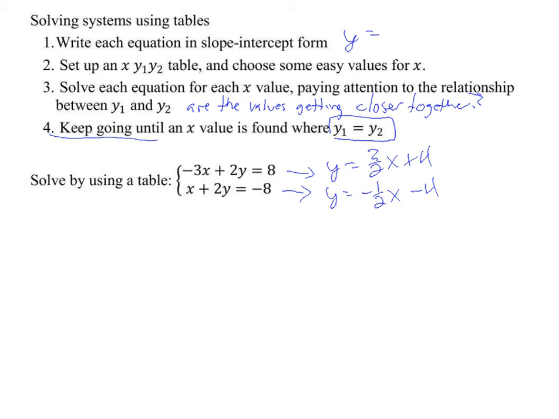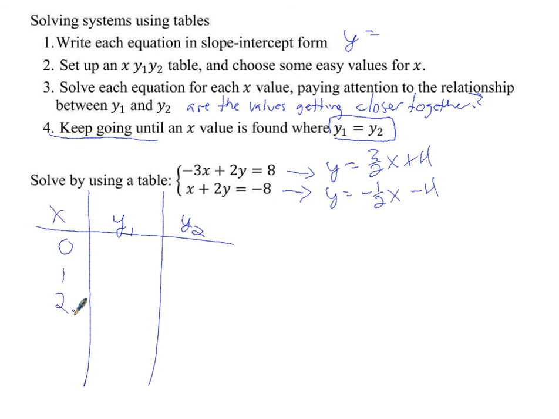So now that I'm in slope-intercept form for both equations, I set up my x, y1, y2 table. I have x, I have y1, I have y2. And I'm just going to start picking some easy values for x. I have no idea where to start. So I'm just going to start with 0, 1, and 2, and we'll see if we're getting closer. If the y1 and y2 values are getting closer together, then we're going in the right direction. If they're getting farther apart, then we're going the wrong way.